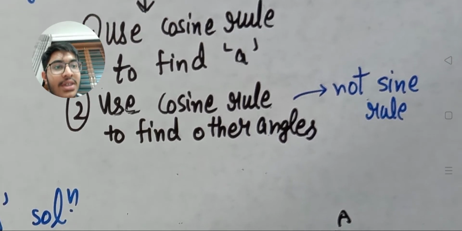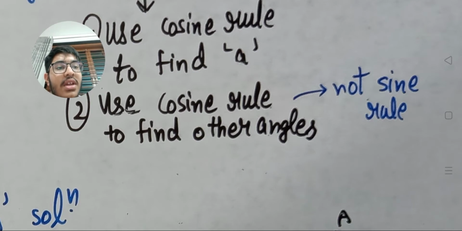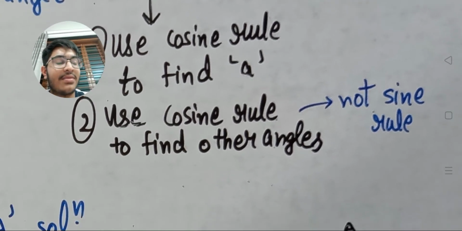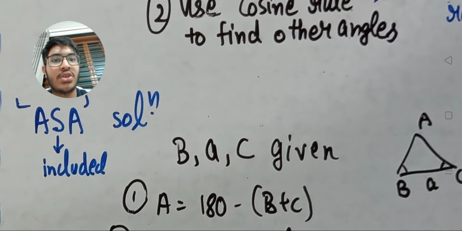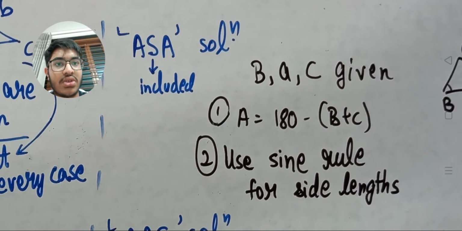Note that we should not use sine rule directly, because if in case there is an obtuse angle in the triangle, we cannot then justify it. So we will use cosine rule to be sure, so that there are no errors. Then we will come to the ASA solution.